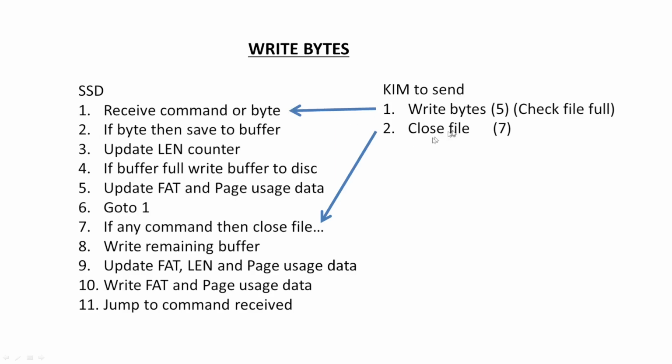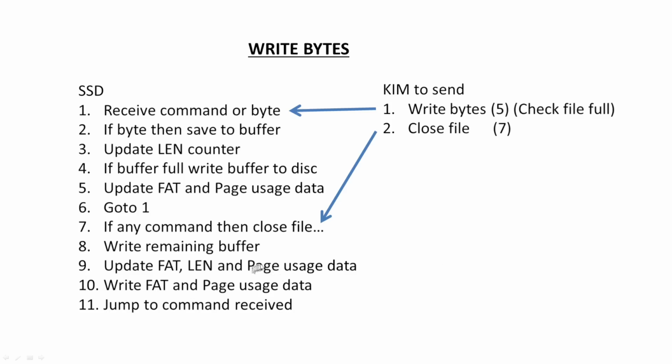And if it receives a close command, or basically any command really, but if it's a close command, it goes, right, I've got to close. Any data that's coming in going in the buffer, it needs to write that out, then needs to update the file allocation table to say where it saved it to, and the length of the file, and this page usage data again. So it updates all that, writes those to the drive, and then jumps back out to wait for a new command to come in.